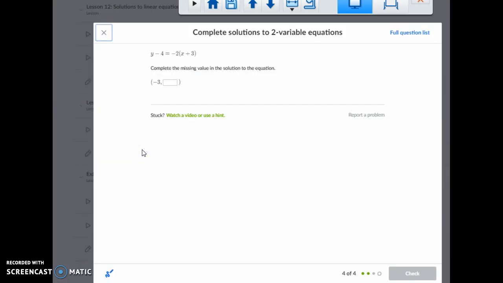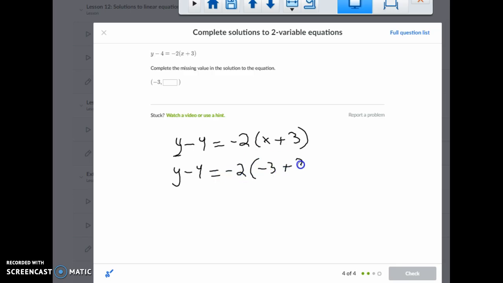Okay, so this is complete solutions to two variable equations. So they give us an x value, so we're going to plug that in. So y minus 4 is equal to negative 2 times x plus 3. So you're plugging in the negative 3. So y minus 4 is equal to negative 2 times negative 3 plus 3.